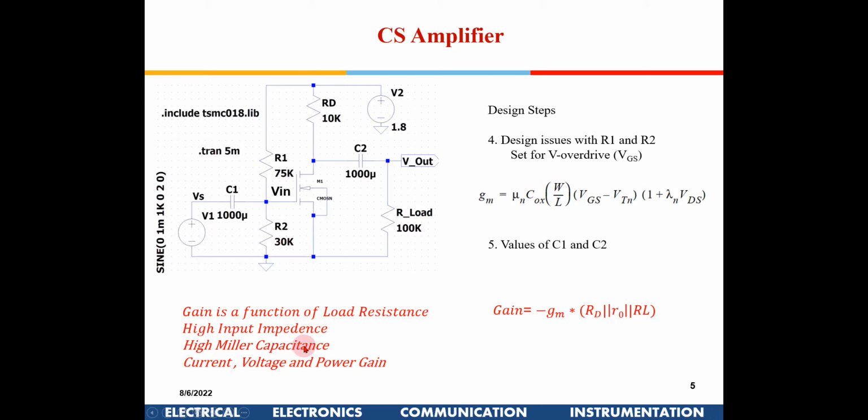Higher Miller capacitance, which we discussed, is not very good for high frequency applications. Now this is important. I have a current gain, a voltage gain, and a power gain for this amplifier, isn't it? Current gain, because there is negligible current here. There will be high current gain, voltage gain, and power gain also.